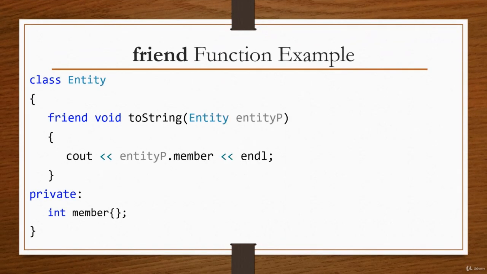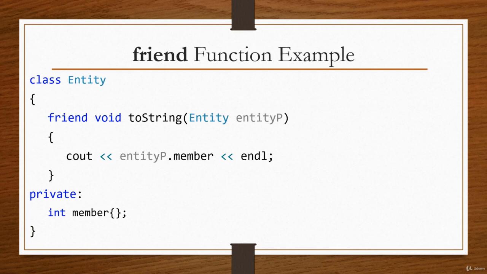I define the entity class, and within that I define the toString function. It is void, but you can see the keyword friend is also used here, so that means it is a friend of this entity class, and we can access the private members of this entity class directly by doing the object name, so in this case entityp.member, within that console output statement.